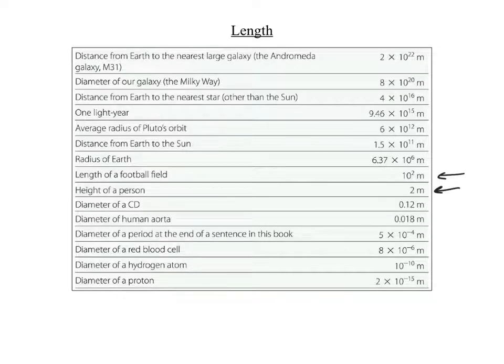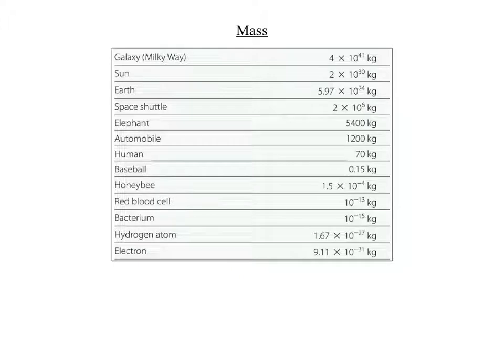Alright, after that, these are other numbers. We'll go to the next slide. Again, I'm just trying to give you ideas of number sense. You don't need to memorize stuff. You should have some number sense when it comes to realistic things. So here, what things are more realistic? Human, right? Maybe an automobile. Probably not anything beyond that.